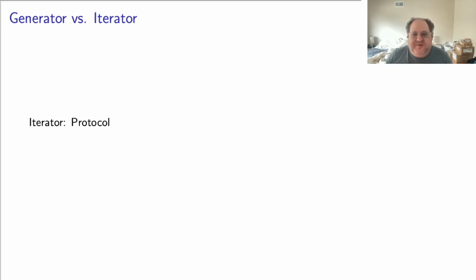Now, what's the connection to generators? Often people use generators and iterators in closely related ways. An iterator is a protocol. It specifies what has to happen when you call dunder iter, what happens when you call dunder next, and so on.